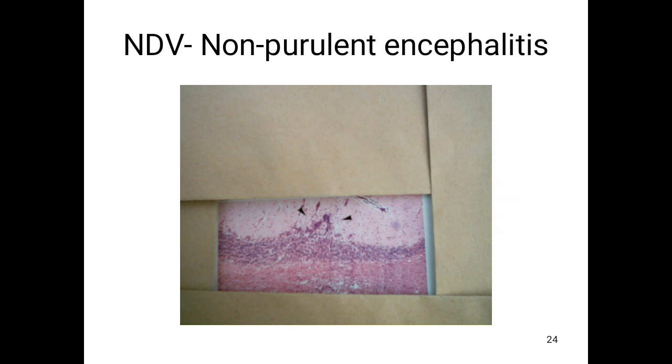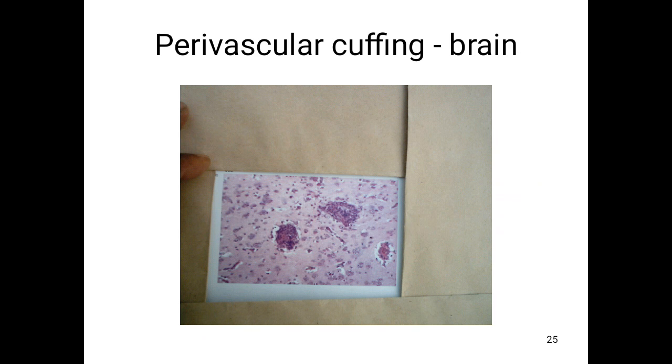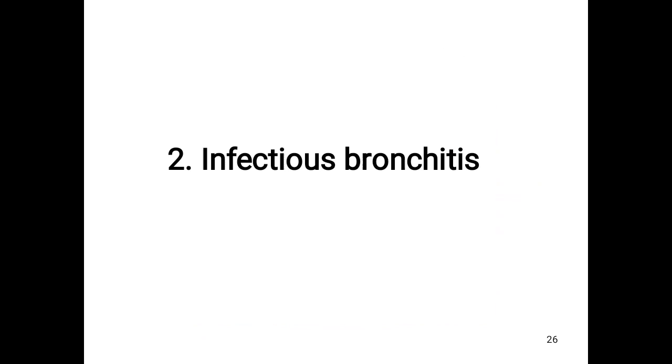This is another picture of another histologic section of the avian brain. We have perivascular cuffing in the brain.